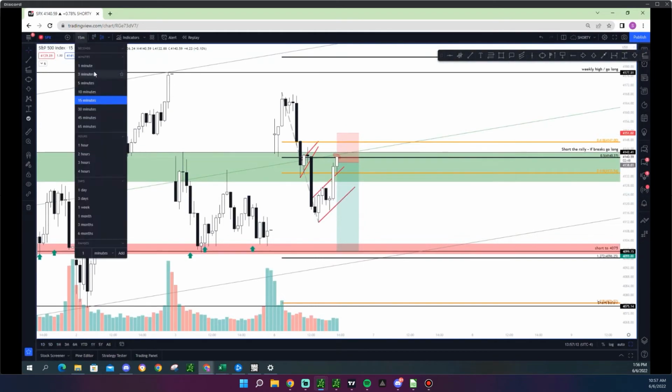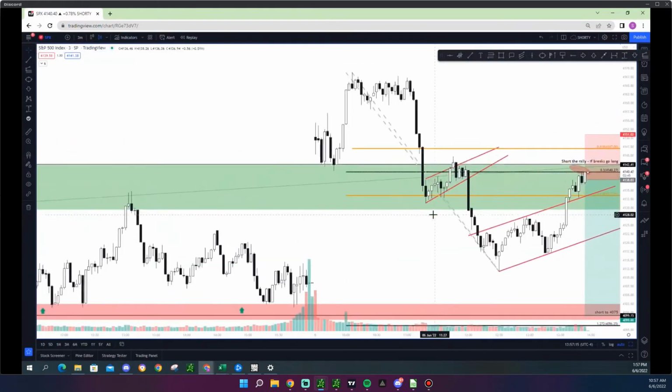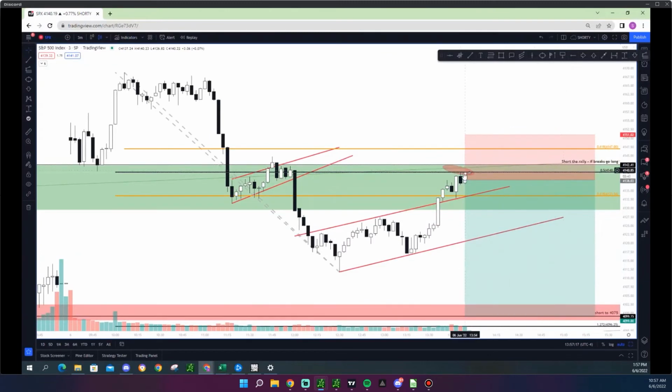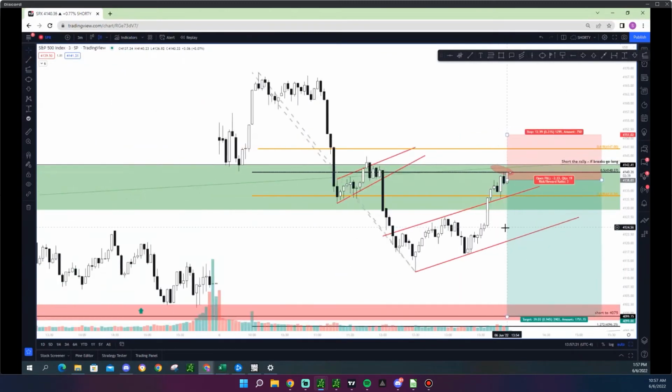And there goes SPX, right on the money. It hit the fib. You guys see how it hit the fib perfectly here? Let's see what they do now.